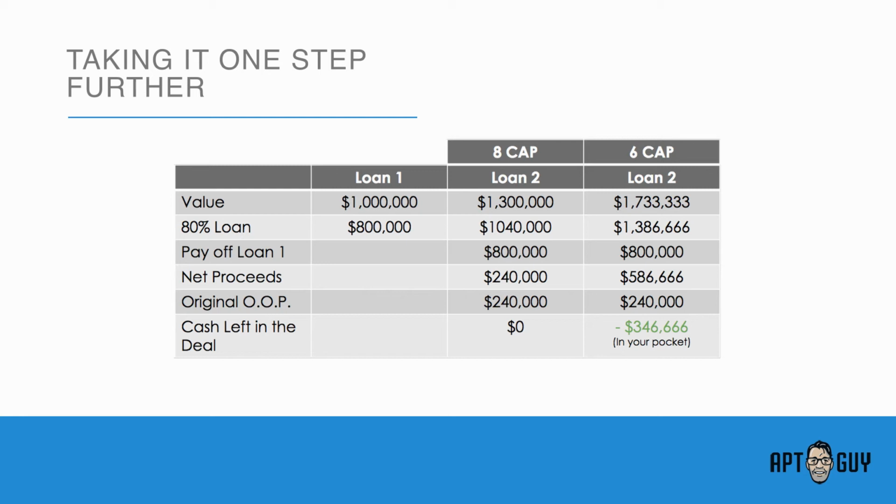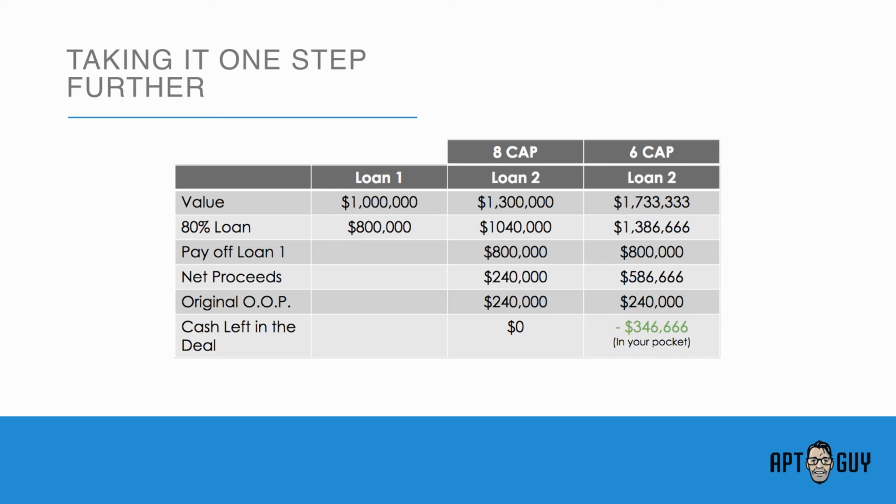Your original out-of-pocket, if you remember, so your original full investment for this $1 million property was $240,000. You just got $240,000 in your new loan. After you paid off the first loan, you still had $240,000 left. Put that back in your pocket if you choose. You can go buy another property, whatever you want to do with it. So you're basically in this deal for nothing.